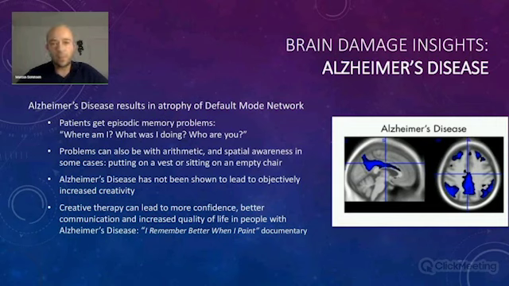So the way that Alzheimer's disease tends to present in patients is that they get problems with what's called episodic memory. Where am I? What was I doing? Who are you? And there can be problems with arithmetic, mental calculations, and also in some types of Alzheimer's, there can be spatial awareness problems.